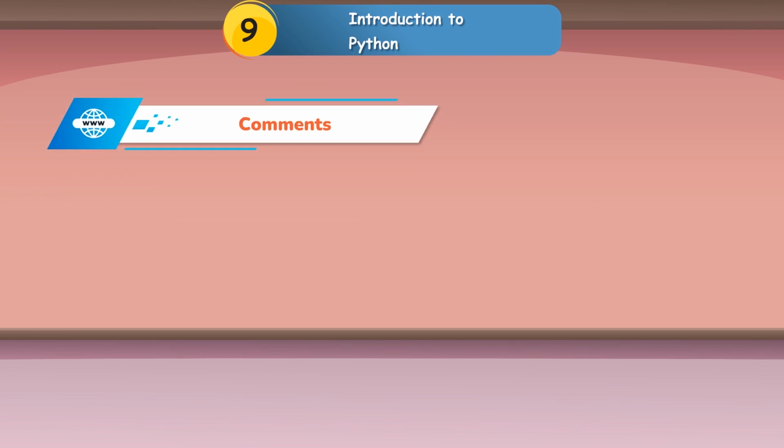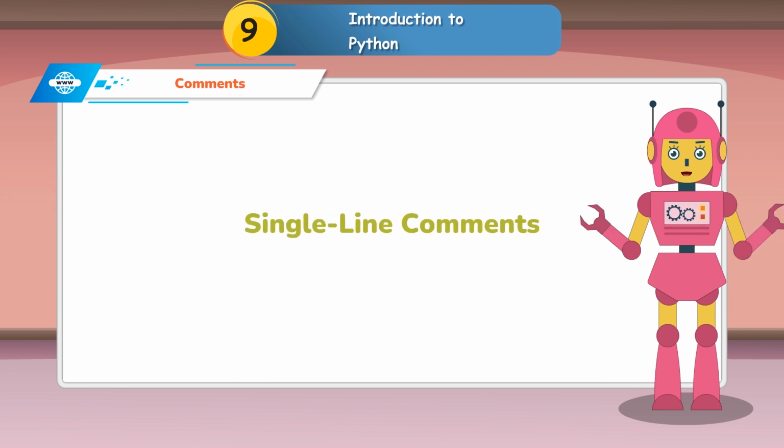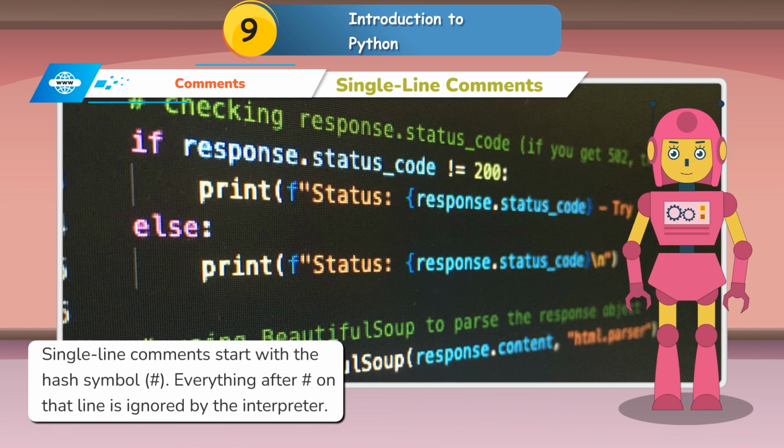Comments. Comments are used to explain code and make it more readable. They are ignored by the Python interpreter and do not affect the execution of the program. Single-line comments start with the hash symbol. Everything after the hash on that line is ignored by the interpreter.